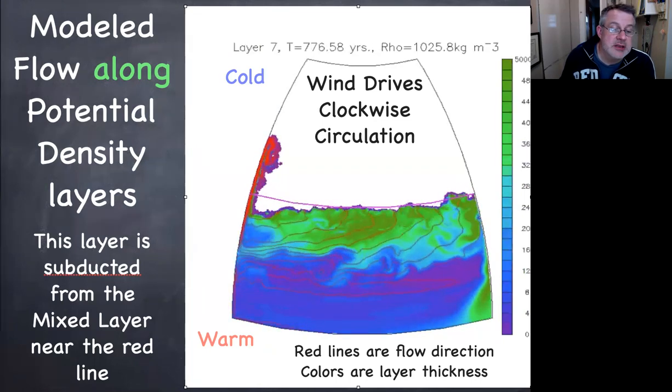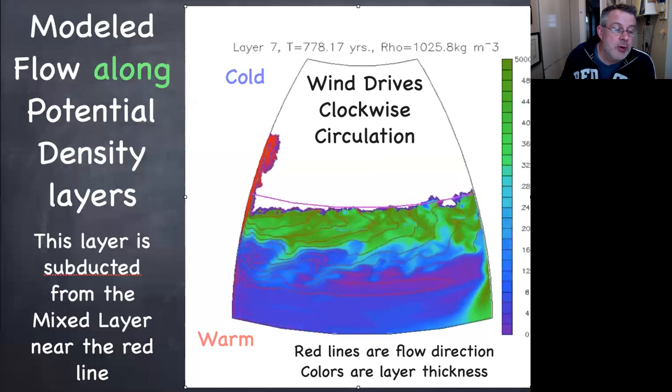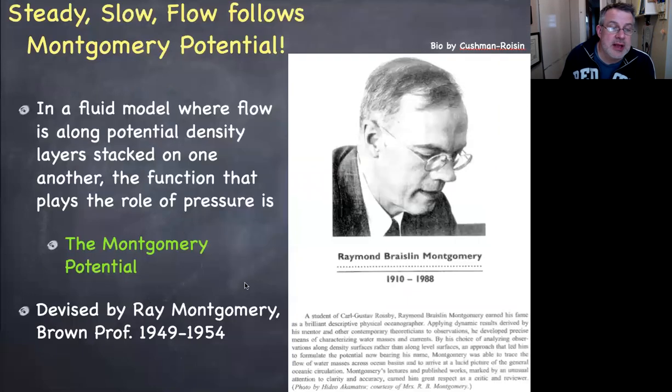The red lines are streamlines for this flow, which is actually an interesting story. Those are the streamlines of the Montgomery potential. This guy, Ray Montgomery, was actually a professor at Brown who figured out that the potential function for flow along a potential density surface is something called the Montgomery potential. And so I've just shown those to help guide your eye.